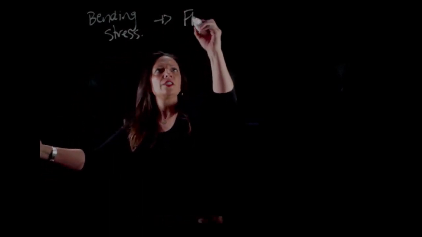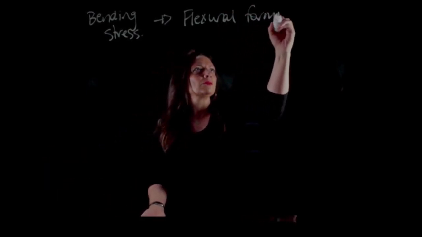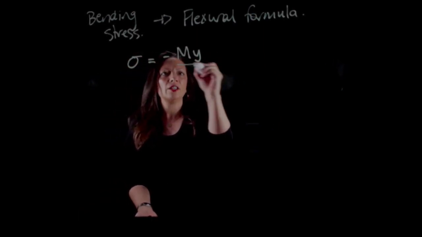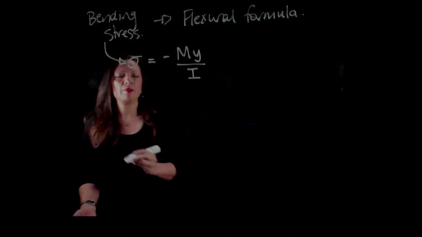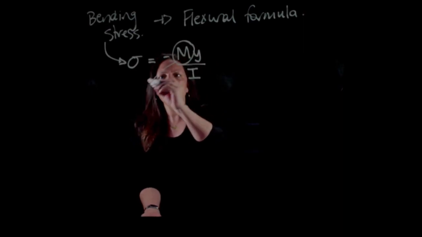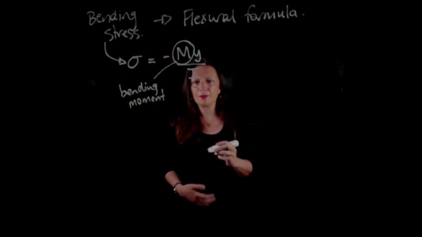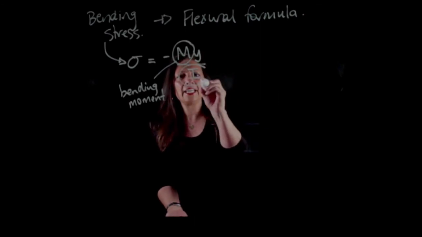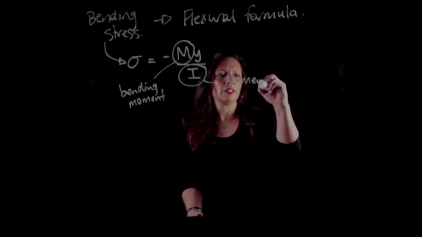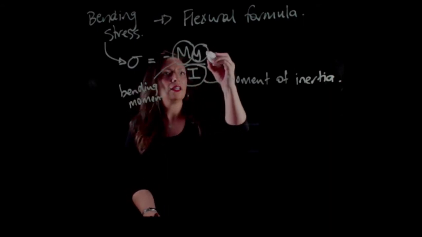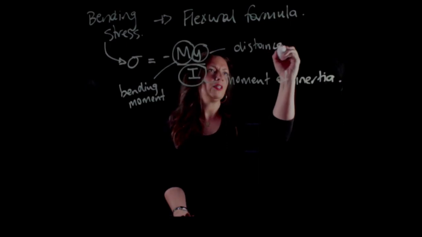Okay, so for bending stress, to be able to calculate our bending stress, we're going to use the flexure formula. So sigma is going to equal minus My on I. So sigma is my bending stress, M is my bending moment, which we will take a look at next week. But today what we're going to take a look at is how to calculate I, so my moment of inertia, and y is a distance that we're measuring from the neutral axis.